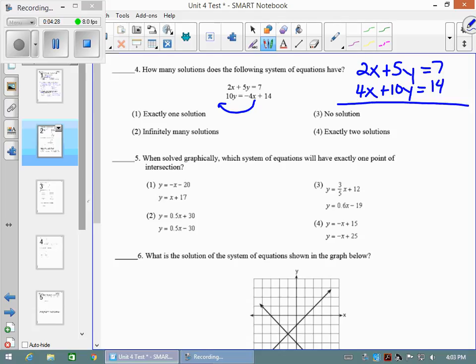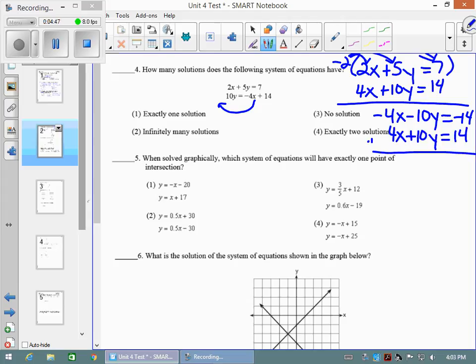If I want to try and eliminate and solve and find some solutions here, I'm going to take my top equation and multiply it by negative 2. So I get negative 4x minus 10y is equal to negative 14. That comes from multiplying each of these terms by negative 2. I'm going to rewrite the bottom equation without changing it.